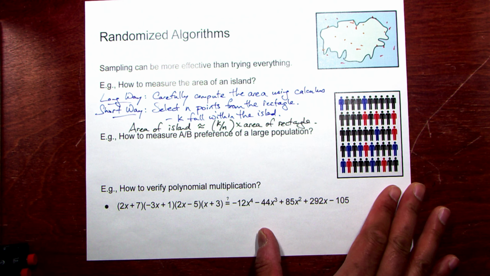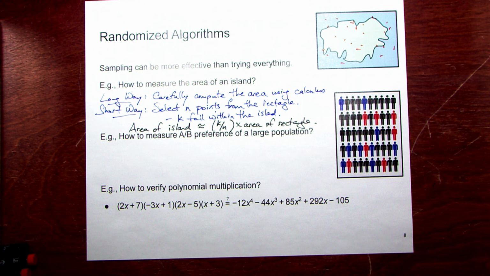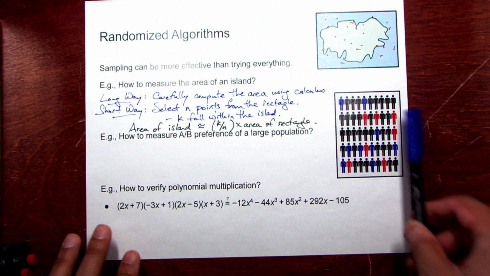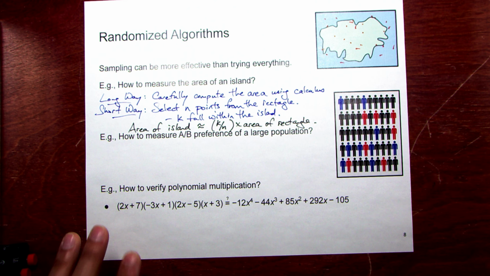Okay, what about A/B preferencing? This is very topical around election time when people are polled, right? What do the poll numbers say? So you take a sample of these people. There's 50 people there. Some of them are going to vote red. Some of them are going to vote blue.